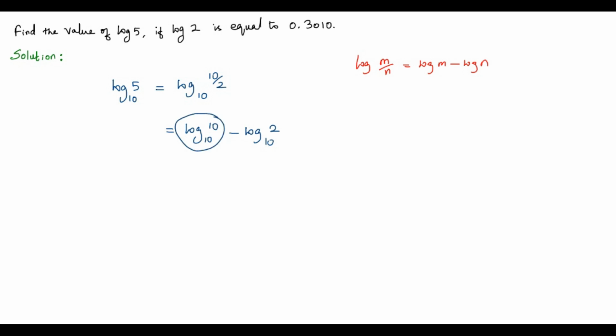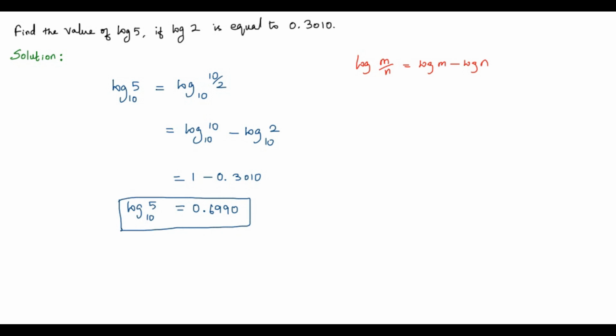So the value of this logarithm is just 1 minus the value of this logarithm, that is log 2 to the base 10, is already given in the question, that is 0.3010. When I subtract 0.3010 from 1, I get 0.6990. So the value of log 5 to the base 10 is 0.6990.